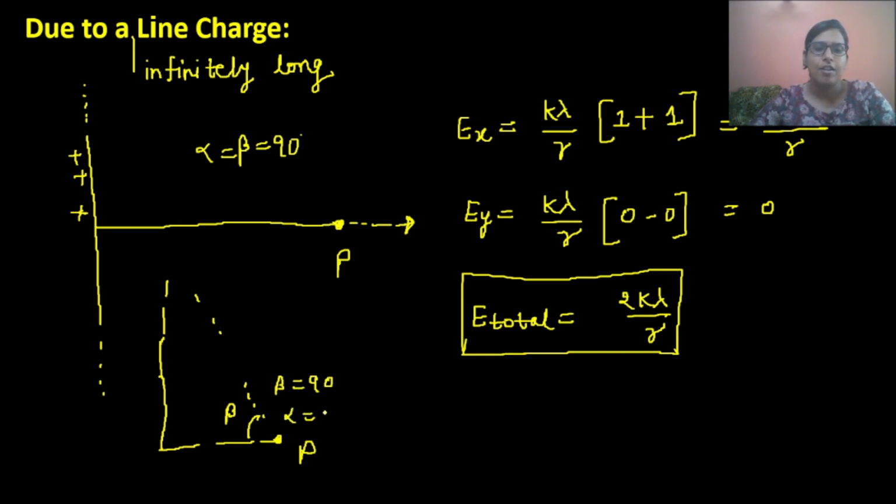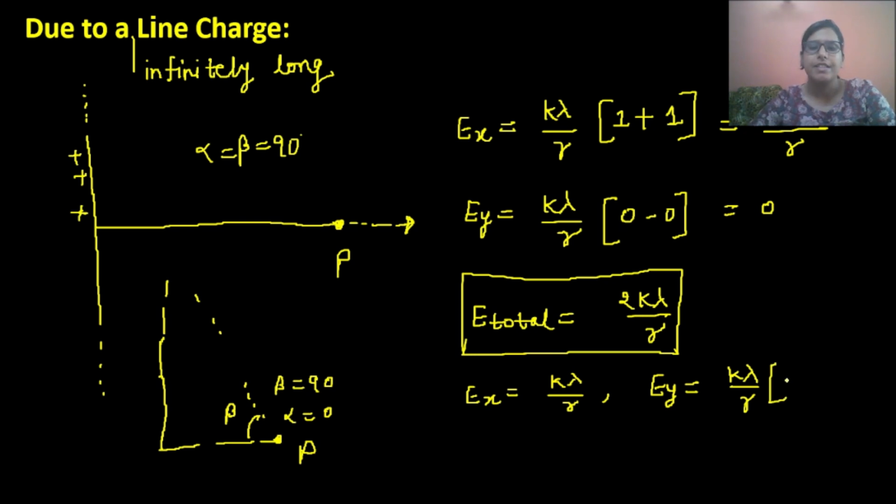What will be the value of alpha? It is 0 degrees. So Ex will be k lambda upon r into (sin alpha plus sin beta), that means sin 90 degrees plus sin 0 degrees, that is 1. So k lambda upon r will be Ex, and Ey will be k lambda upon r into (sin beta minus sin alpha). Sin beta is sin 90 degrees, so 1 minus 0, wait, with sin alpha being 0 the result is 1, and this will be minus k lambda upon r.